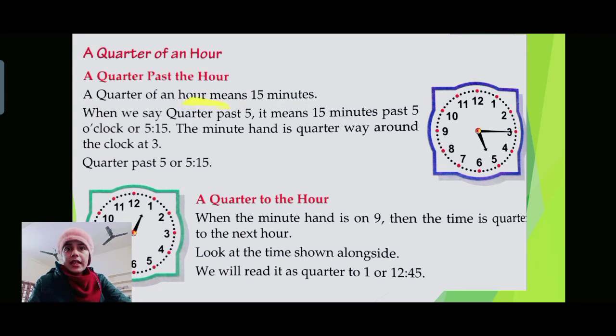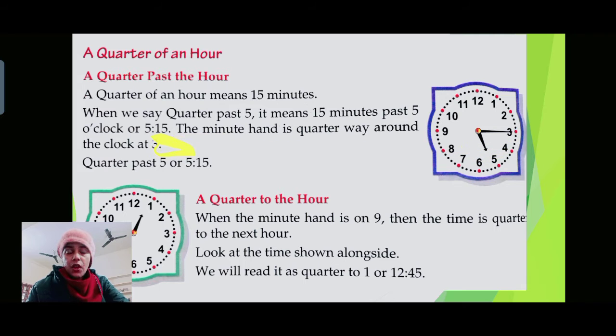The portion is saying a quarter past the hour. What does that mean? A quarter of an hour means 15 minutes. So children, when the minute hand is exactly on 3, you need to understand that you will read this 15 minutes as quarter past. Whenever the minute hand is showing on 3, always remember to read it as quarter past.